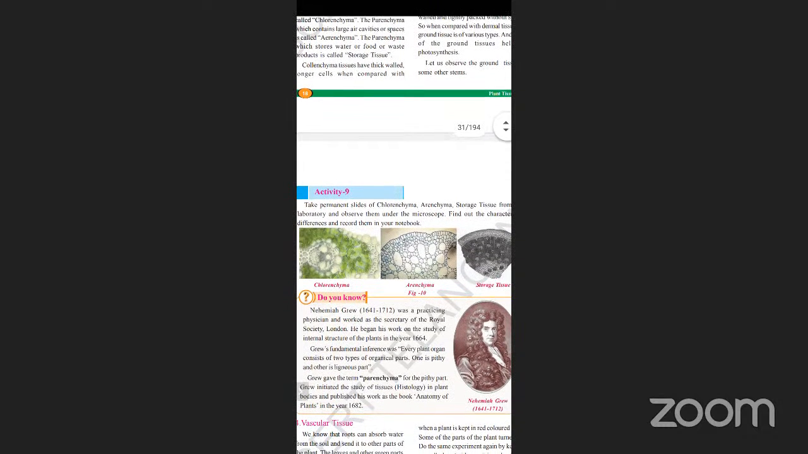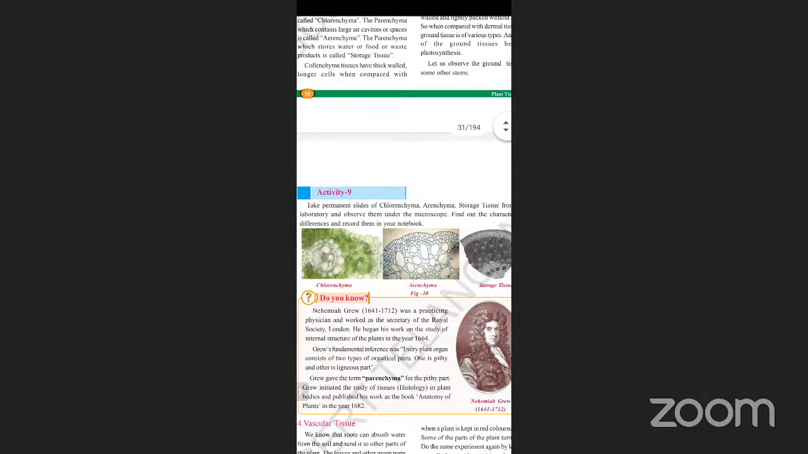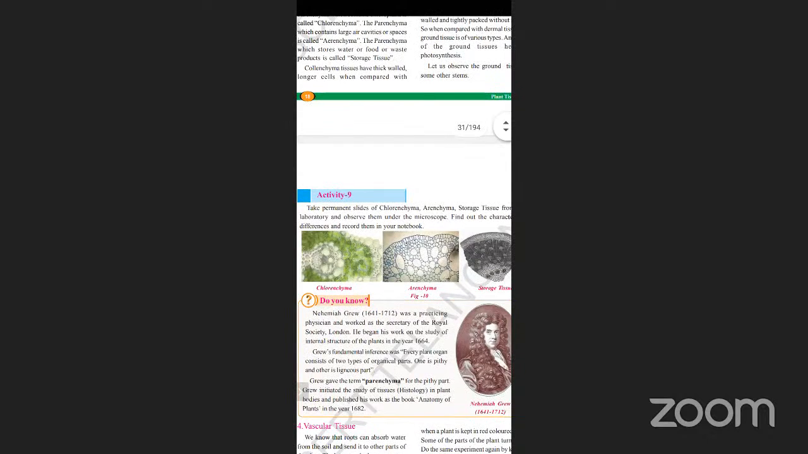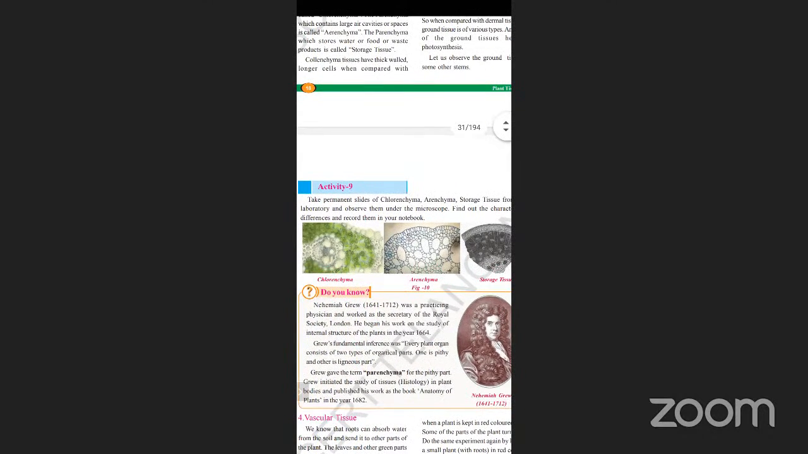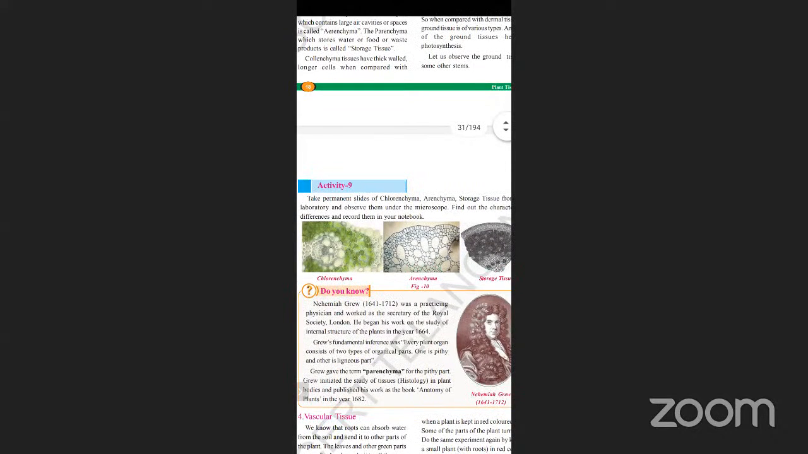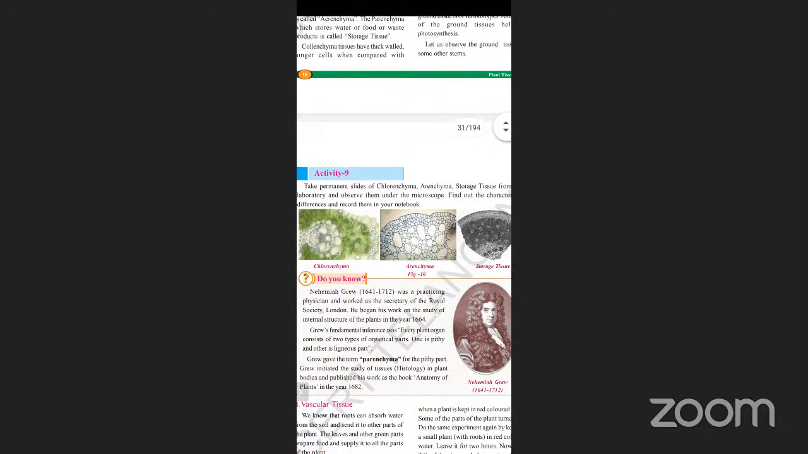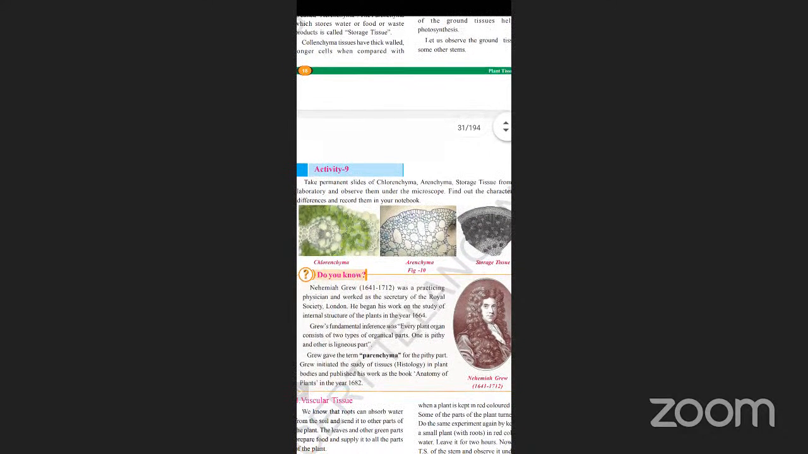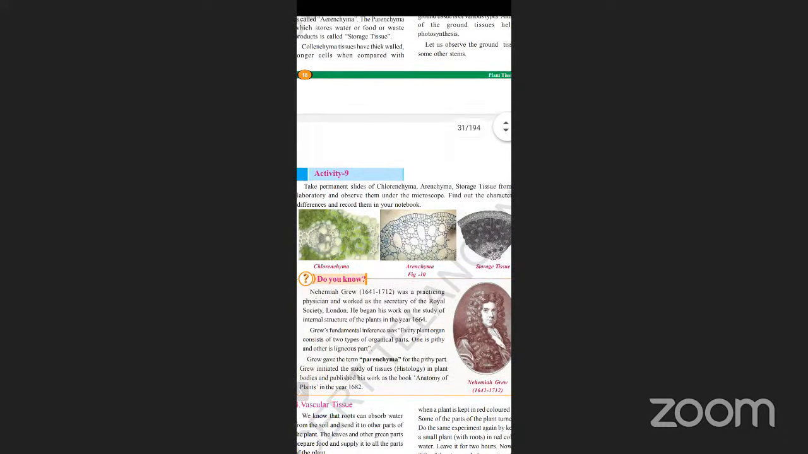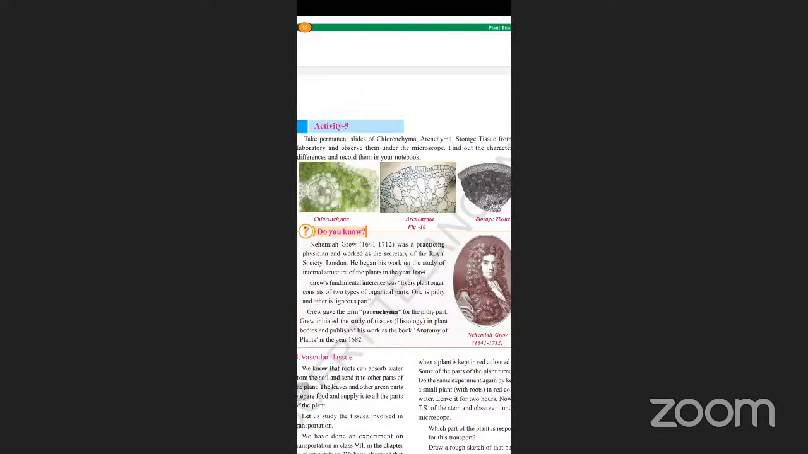The cells of parenchyma are soft, thin-walled, and loosely packed. The parenchyma which contains chloroplast is called chlorenchyma, the parenchyma which contains larger cavities is called aerenchyma, and the parenchyma which stores water or food or waste products is called storage tissue. These three come under parenchyma.